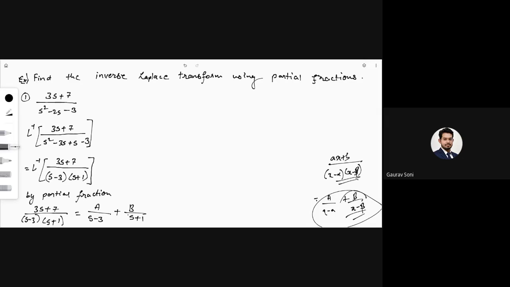So you do the cross multiplication on the left hand side. So what will we have? (3s + 7) upon (s minus 3)(s plus 1) is equal to A(s plus 1) plus B(s minus 3), upon (s plus 1)(s minus 3). So the denominators get cancelled out. This becomes 3s plus 7 is equal to A(s plus 1) plus B(s minus 3).